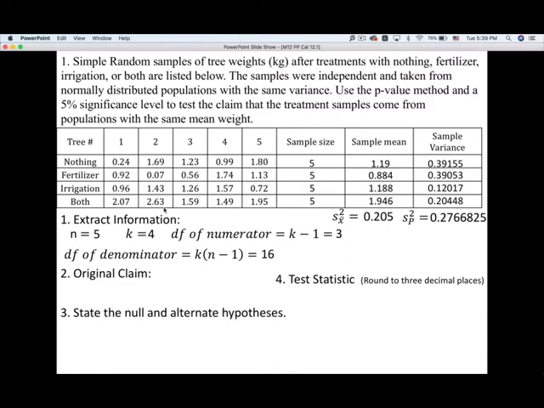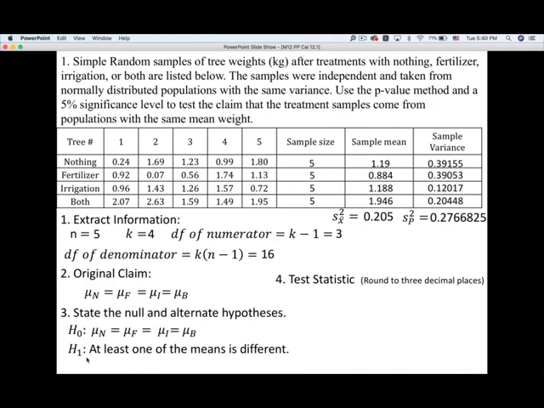Now, original claim, so the claim statement here. Tester claimed that the treatment samples come from the populations with the same mean weight, okay, they are equal to each other. And then we have 4 populations. So I'm gonna write it down with the mean with the N, represent the first one for the nothing. The mean of F, that'll be the fertilizer, and then mean of irrigation, and the mean of the both. So null hypothesis, alternate hypothesis. At least one of the means is different.